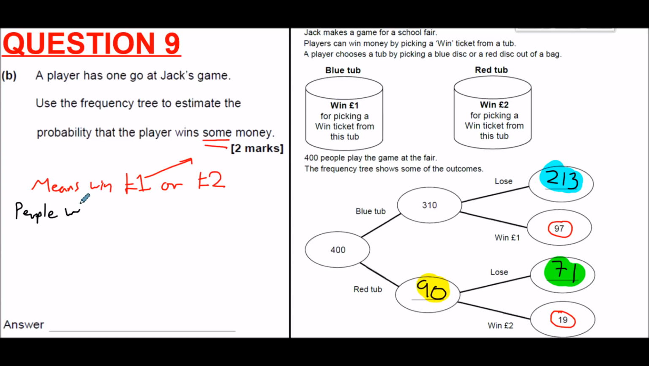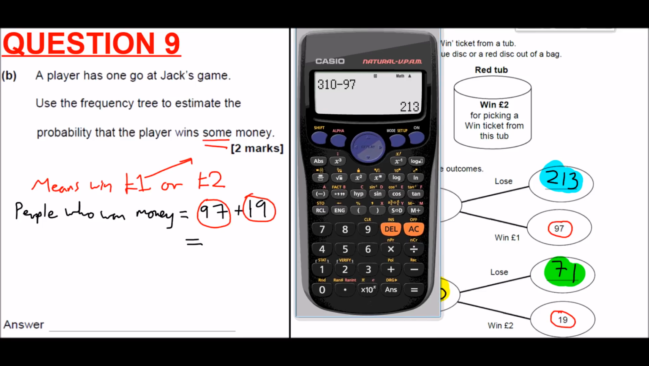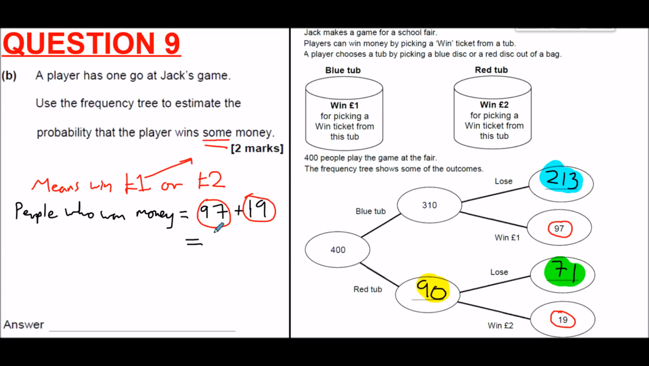So people who won money: those 97 people plus 19 people that were lucky enough to win £2. If you add together these two numbers, 97 plus 19, we should find that it comes to 116. So 116 people won something. So 116 people out of the 400 that played won something.